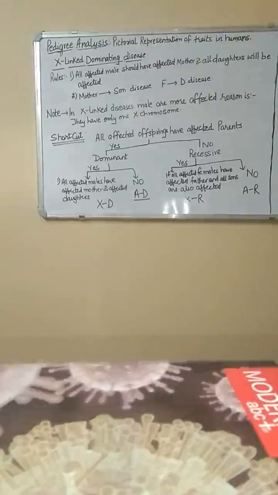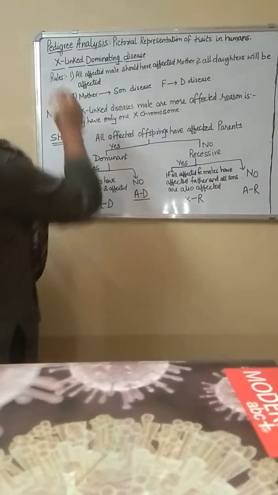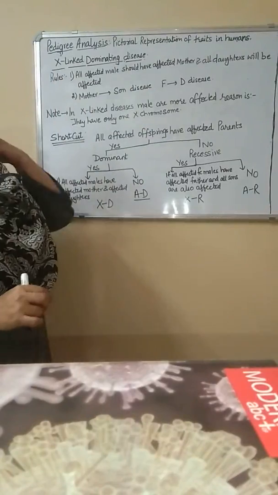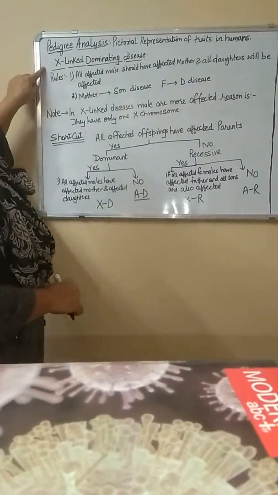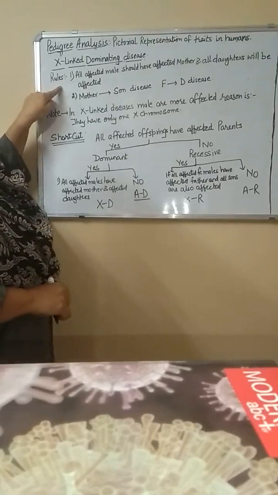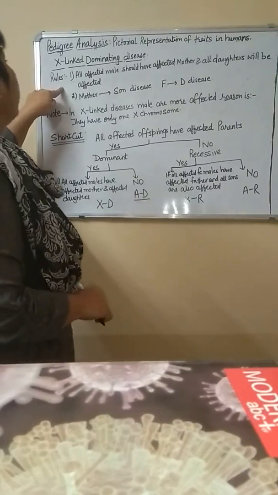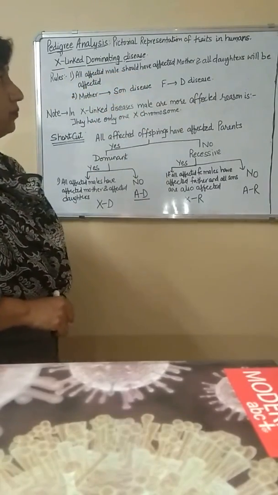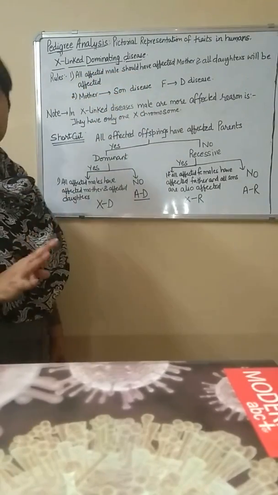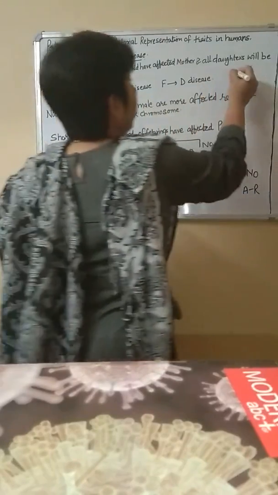Everyone, now we will learn about X-linked dominant disease. The rules for X-linked dominant are: all affected males should have an affected mother, and all daughters will be affected. Okay, once again, just recollect it.